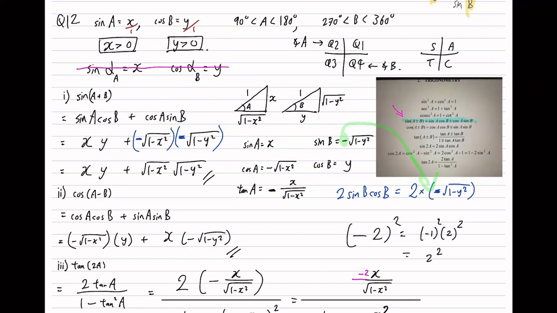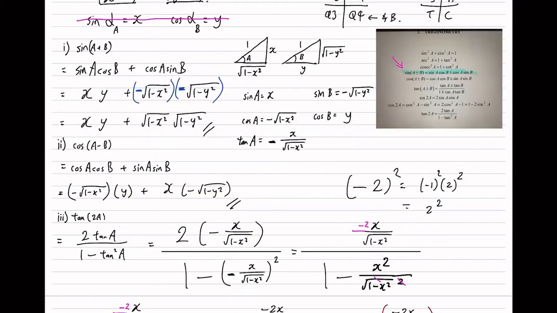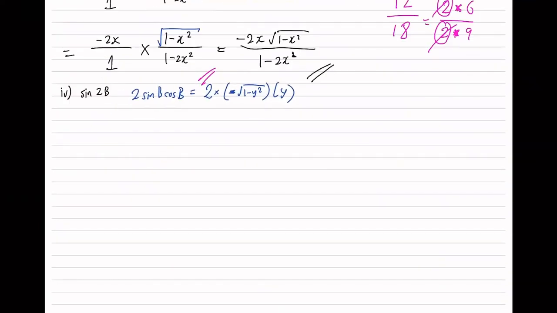How about cosine b? Right there. So just sub in. Okay, then that's your answer. You can clean it up a bit. So let me just show you how to clean it up. Sine 2b is 2 sine b cos b, which equals 2 times negative square root of 1 minus y squared times y. So it's negative 2y multiplied by the square root of 1 minus y squared. Okay?